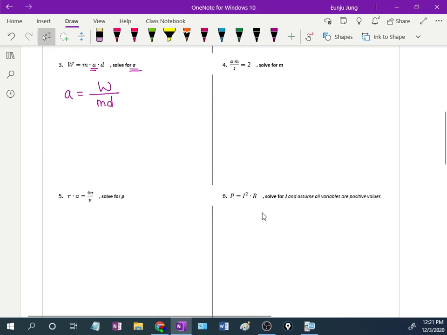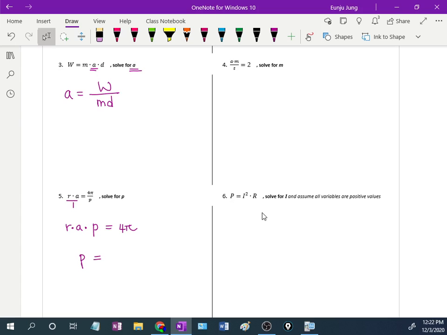Last one, number 5. Solve for P. P is in the denominator. So simply let's think about cross multiplying to get rid of the fraction form. So R times A times P cross multiplied is going to be 4 pi times 1. Times 1, I omitted writing, okay? And now let's solve for P.